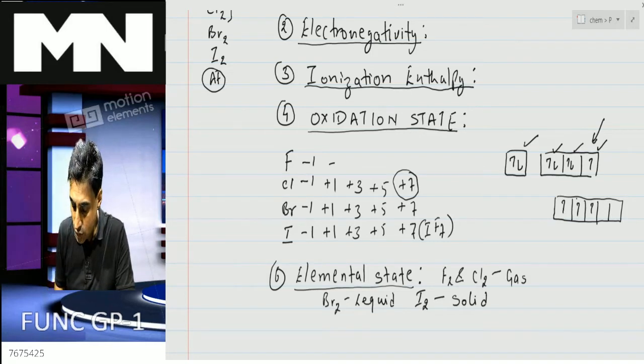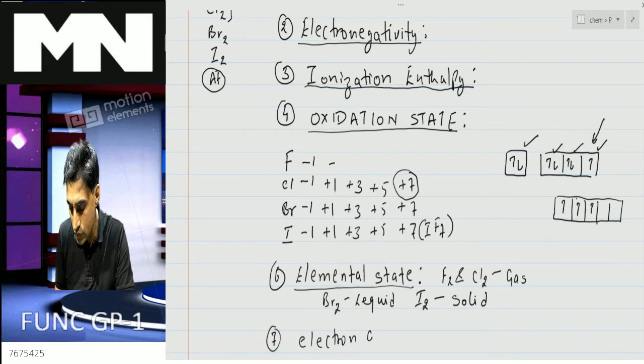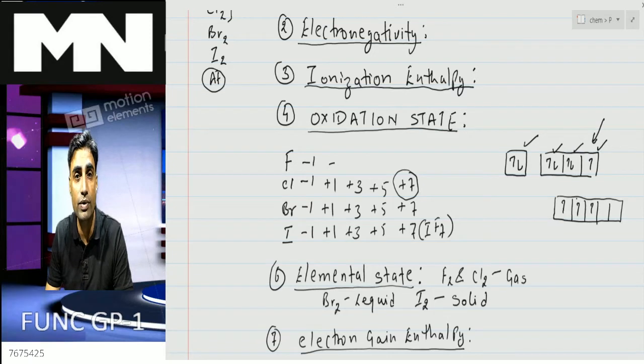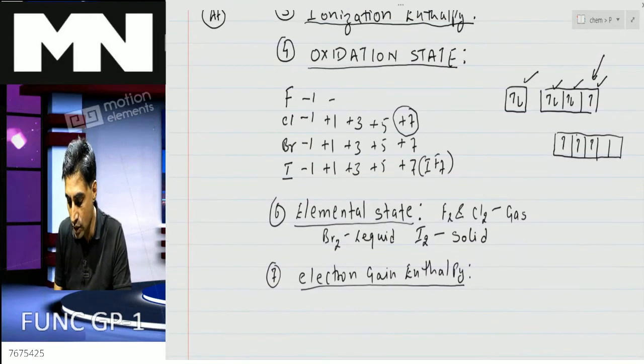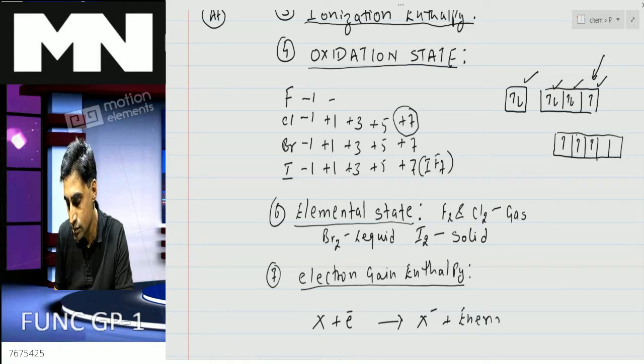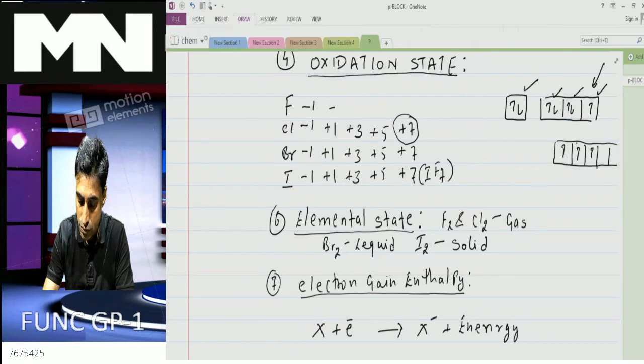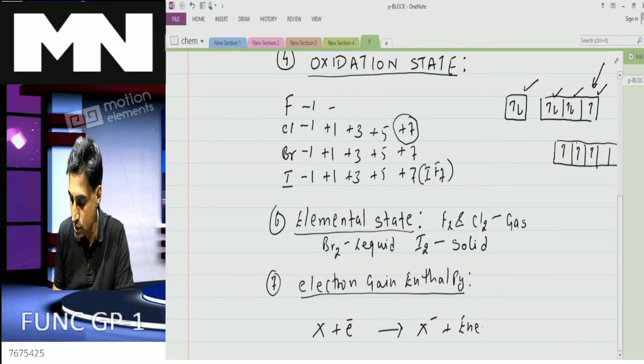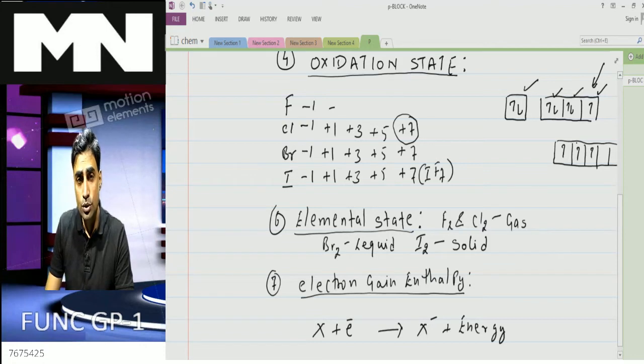Now we'll talk about their electron gain enthalpy. All halogens have a higher negative value of electron gain enthalpy. That is, when you add an electron into them, they will get converted to a halide ion, and along with that, they will give out a large amount of energy. So they have a higher negative value.